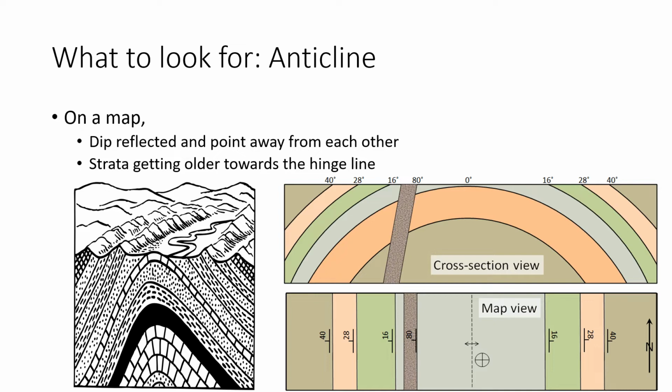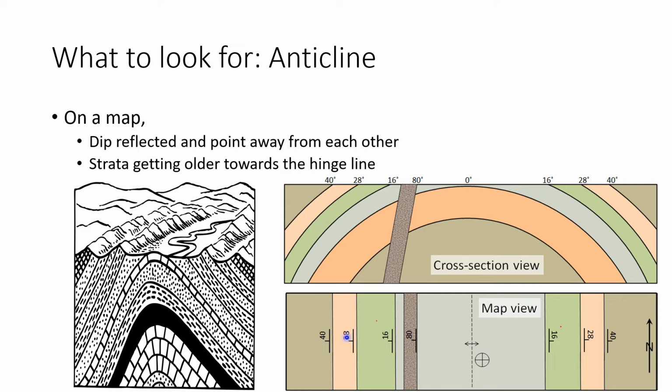Next, what do we look for in an anticline? Well, on a map, you're going to see the dip reflected and pointed away from each other, and the strata is going to be getting older towards the hinge line. So what does that mean? If we look at our map here, we see our hinge line marked in, the axial trace right down the middle, this dotted line. If we look at these green beds here, it's dipping off 16 degrees that way, 16 degrees that way, 28 degrees this way, 28 degrees this way.